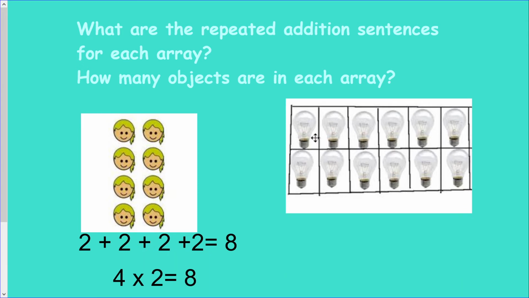All right, light bulbs. Let's count our light bulbs in the row. 1, 2, 3, 4, 5, 6. The number I'm repeating is 6. How many 6s do we have? How many rows do we have? 2 rows of 6. So 6 plus 6 is my repeated addition sentence. And 6 plus 6, you know it because it's double, is 12.